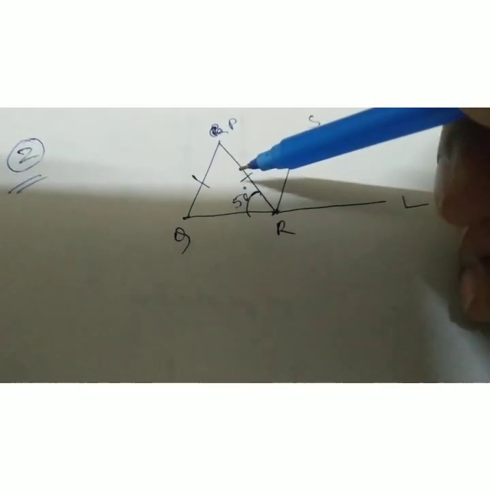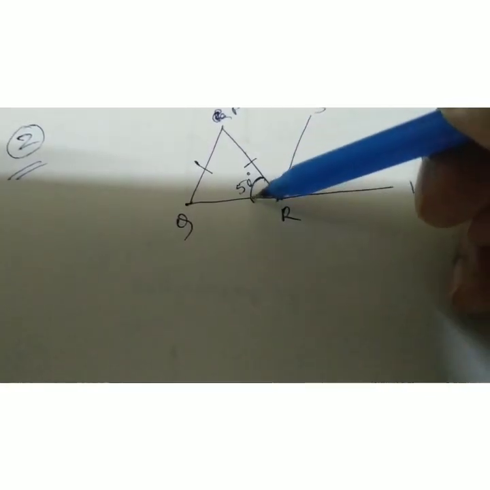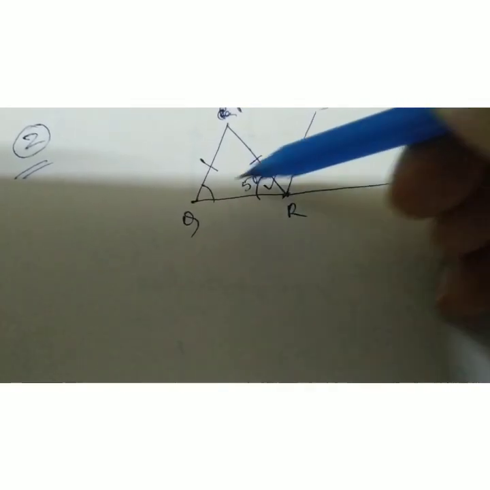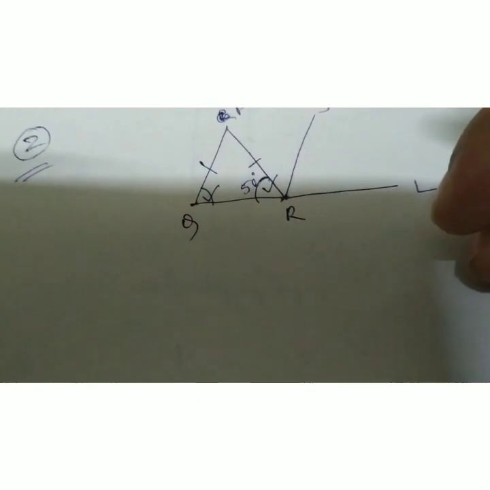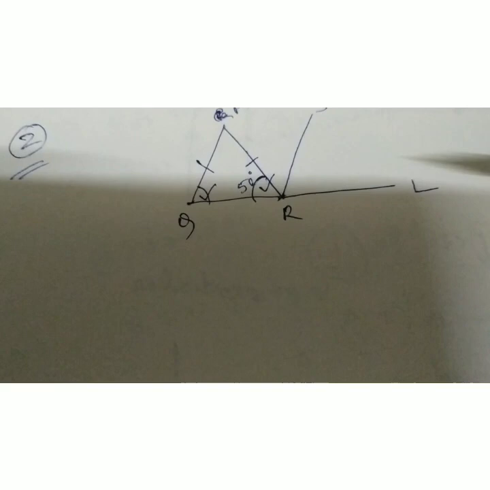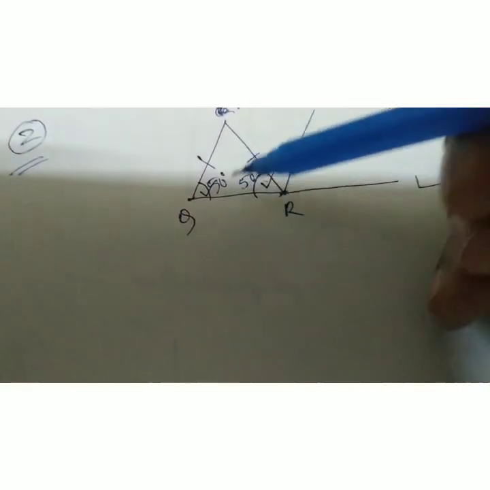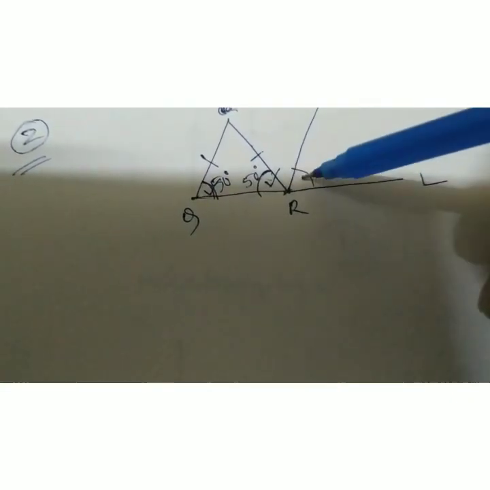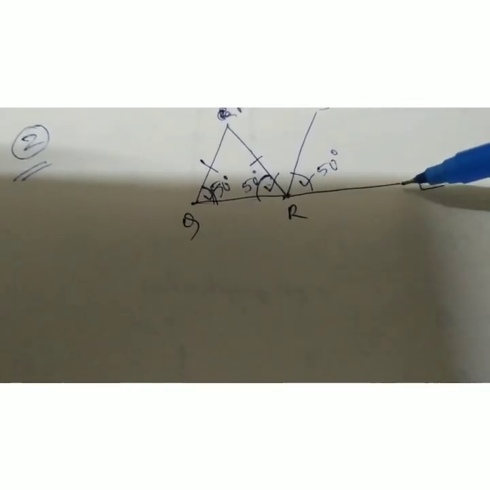So in an isosceles triangle, what about the angles? If two sides are equal, their base angles will also be equal. Okay, so if this is 50 degree, this will also be 50 degree. This is the concept of an isosceles triangle. If two sides are equal, the base angles will also be equal. So if this is 50 degree, this will also be 50 degree, and since this is 50 degree, corresponding angle, this will also be 50 degree. Okay, so this is my answer over here.